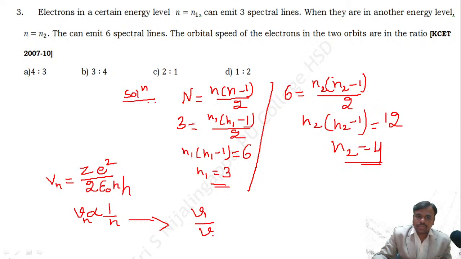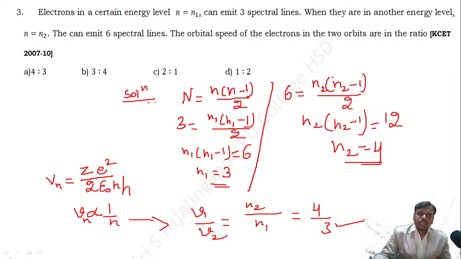V1 by V2 is equal to, here reciprocal, therefore it becomes reciprocal answer, that is V1 is inversely proportional to N1. Therefore, finally we get N2 by N1. But we know the values of N1 and N2. What is the value of N2? That is 4, and N1 is 3. That is 4:1 is the right answer. That is in your options, the first option, that is A, option A is the right answer.